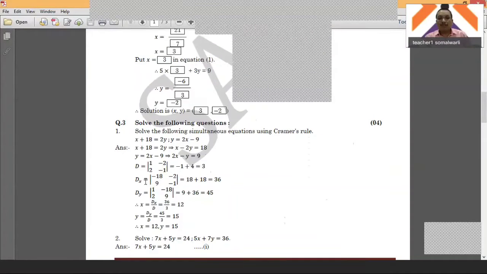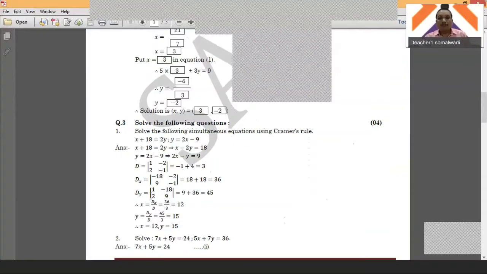The value of Dx, one correction, it is minus 18. So for Dx: minus 18, minus 2, 9, minus 1, it gives plus 18 and again plus 18. 18 plus 18 is equal to 36. For Dy: 1, 2, minus 18, 9. Actually here is one correction: in the question it should have been minus 18, so here minus 18 comes, not plus 18. Okay, so here x minus 2y is equal to minus 18, you have to make this correction.